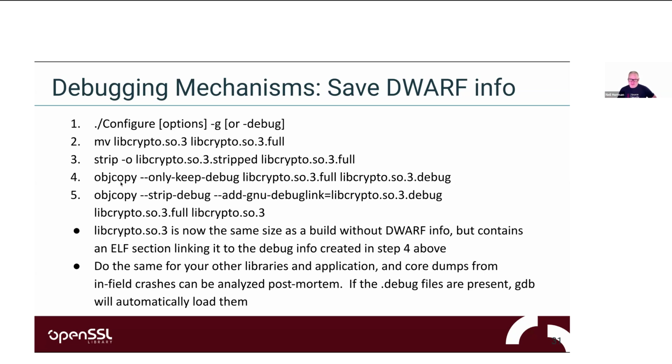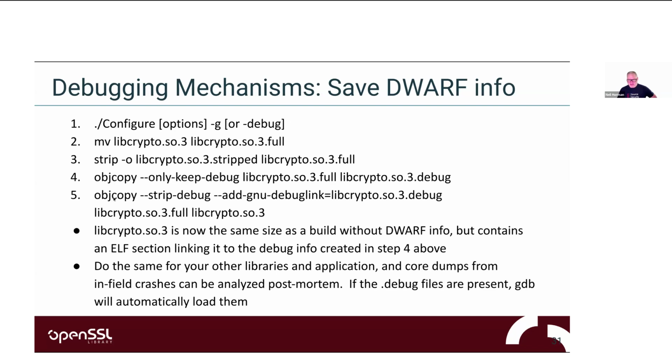Next, we're going to make a copy. We're going to use the objcopy tool. We're going to tell it we only want to keep the debug info, that is the DWARF section of your ELF file. We want to use the full version as our source input and a .debug version as our output. So after this step, we'll have this library, libcrypto.so.3.debug, which is only the DWARF debugging information.